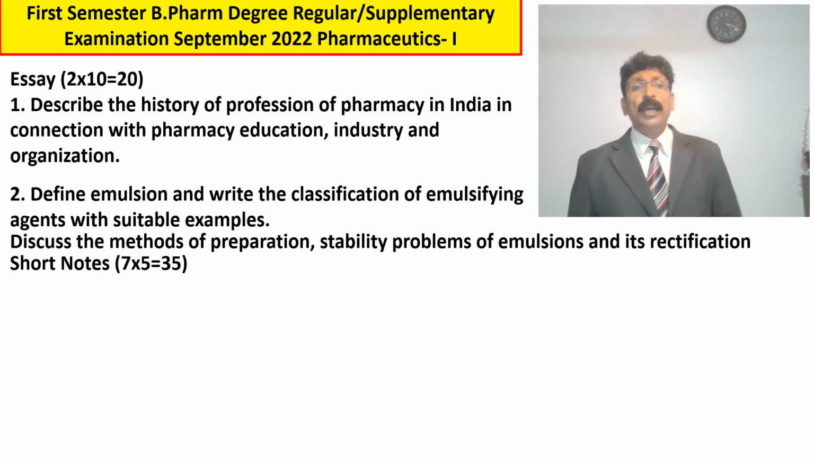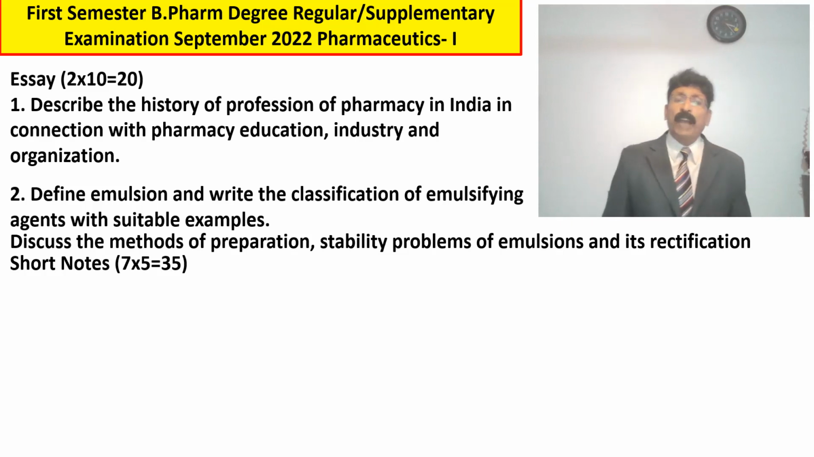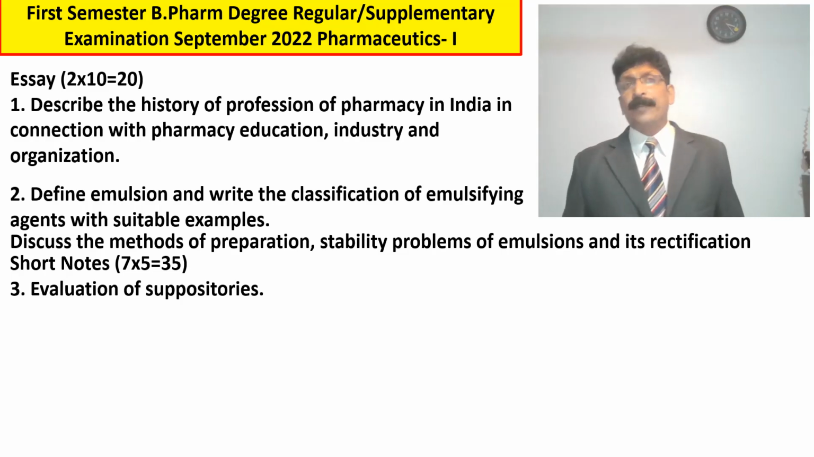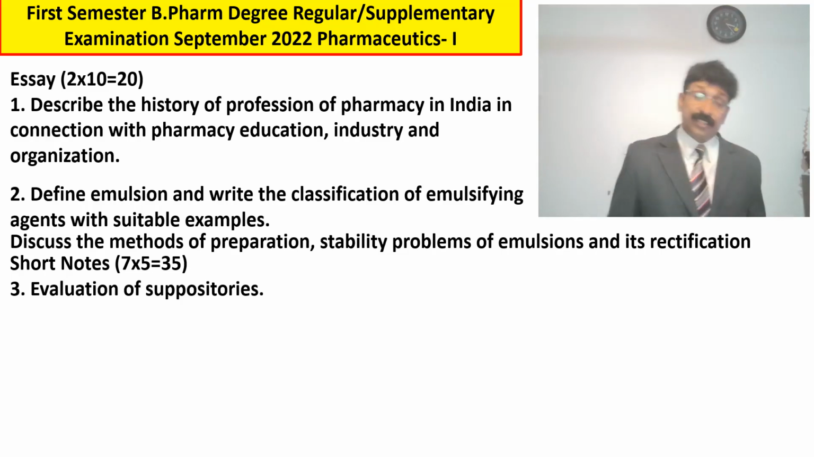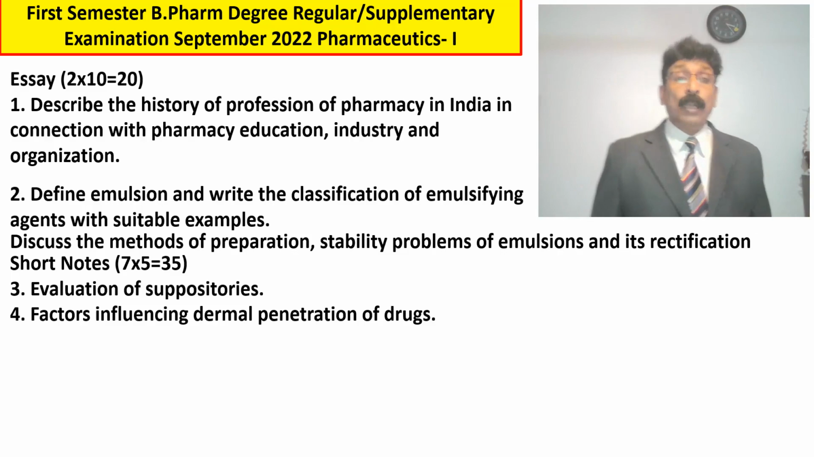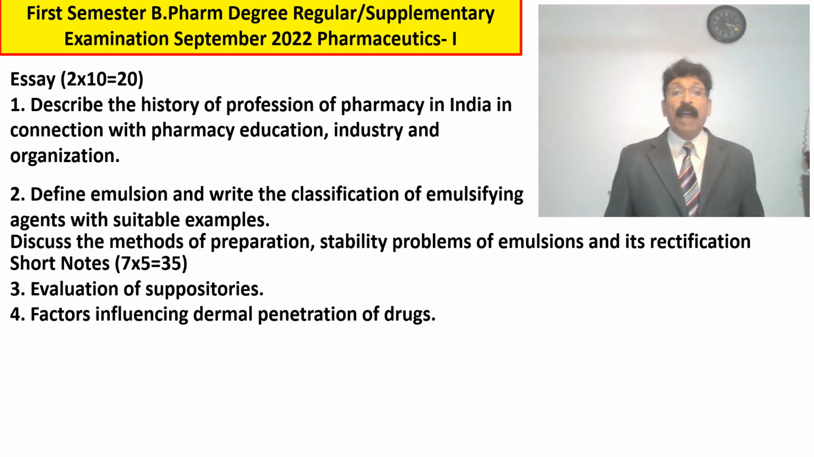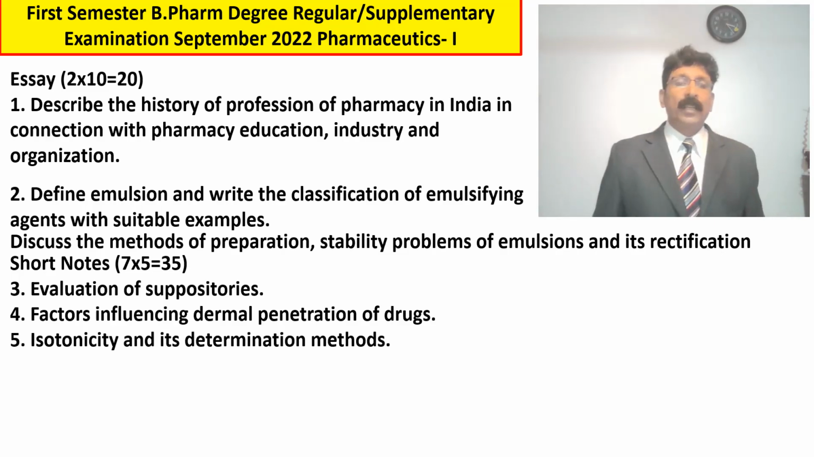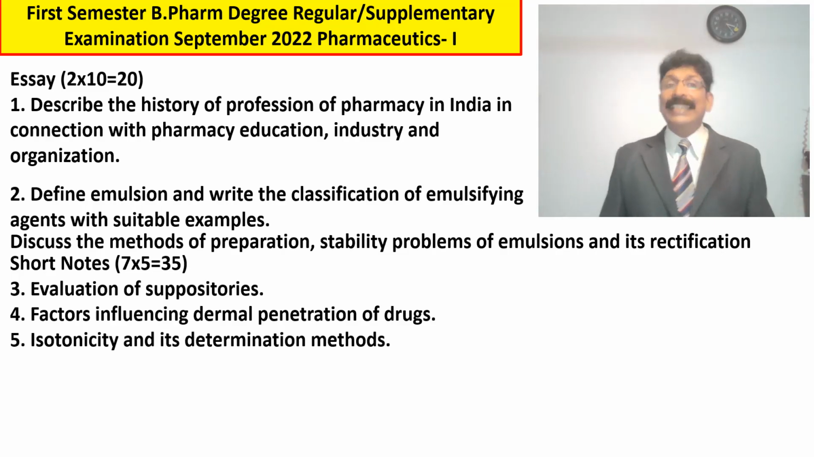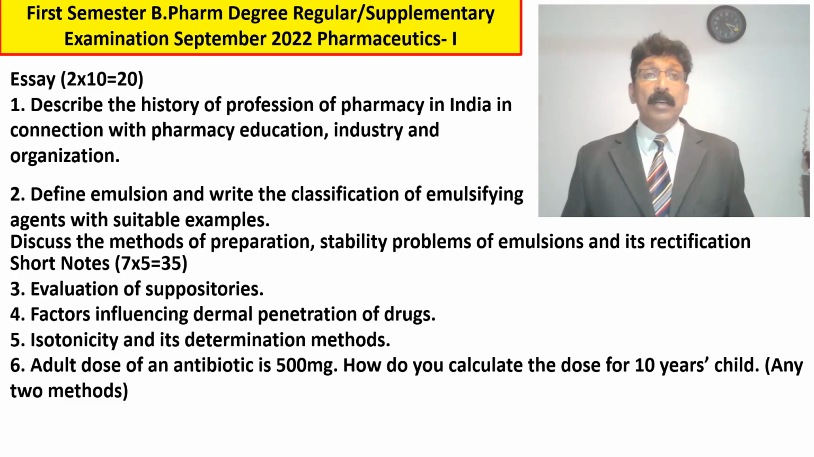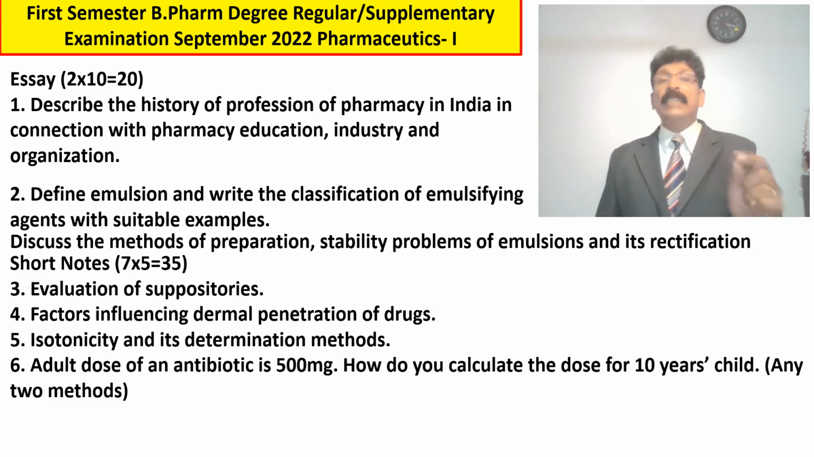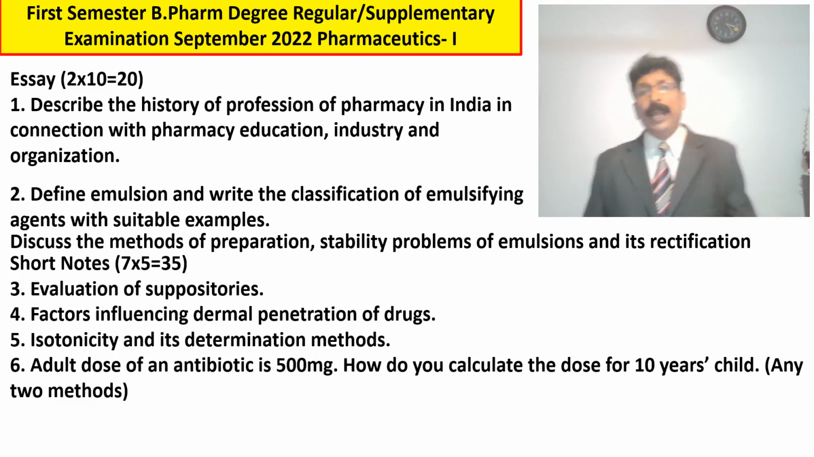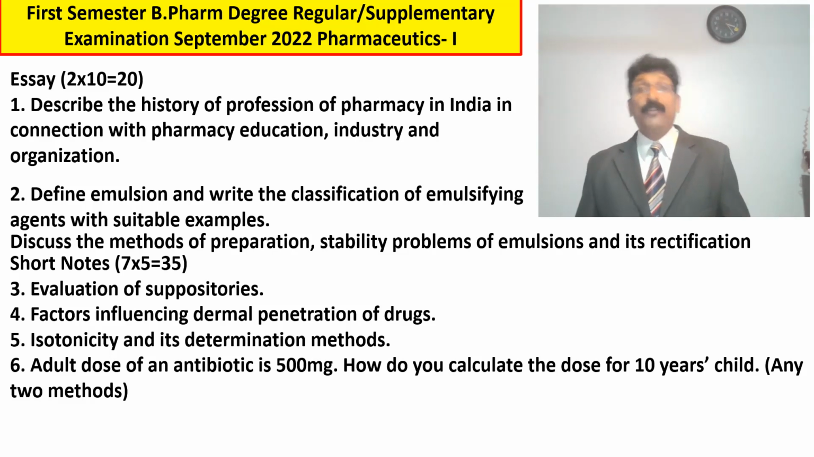Next, 5 questions they have asked with 7 mark questions. In which you can say evaluation of suppositories, 5 mark question. Second one, that is the 4th question, factors influencing dermal penetration of drug, isotonicity and its determination method. Adult dose of an antibiotic is, suppose, 500 milligram. How do you calculate the dose for a 10 year old child?